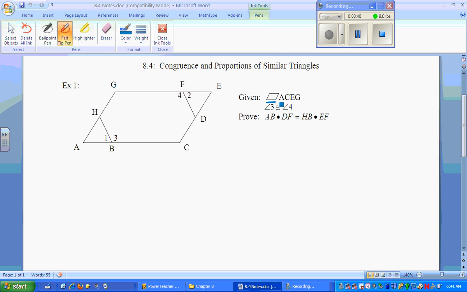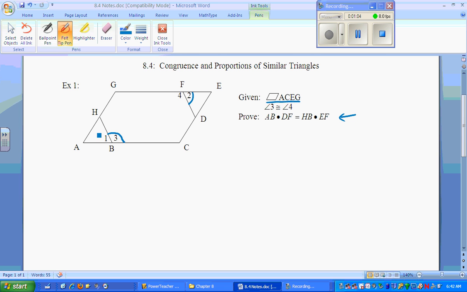Moving on, let's look at example 1. We are given that this is a parallelogram, so we got to remember our parallelogram rules. We got angle 3 and angle 4 are congruent to each other, and we're trying to prove AB, this side here, times DF is going to equal HB times EF, okay? And this is basically the extension of proving the two triangles similar.